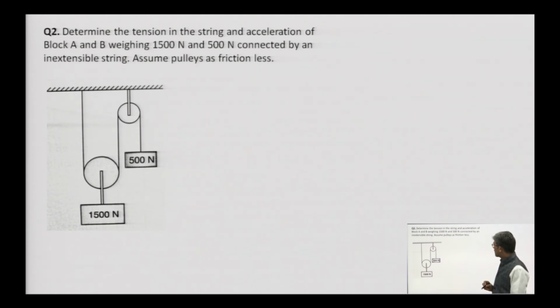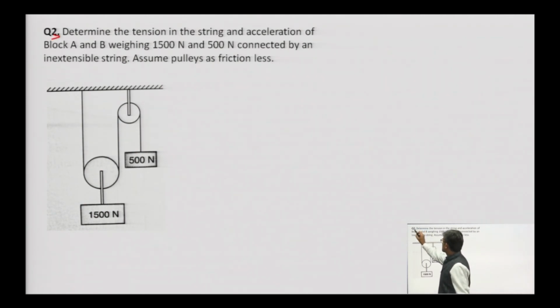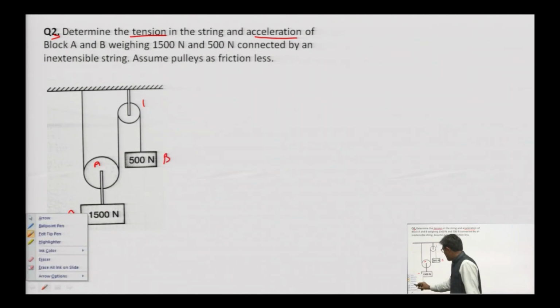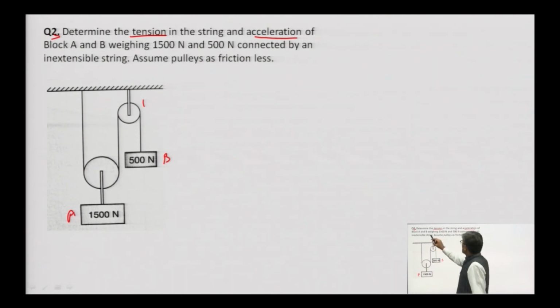Let us take one more example. This is example third. In this question, we need to find the tension in the string and the acceleration of blocks A and B. This one is block A and this is block B. We need to find the acceleration for both. Weight is given, connected by an inextensible string. Assume the pulleys are frictionless.